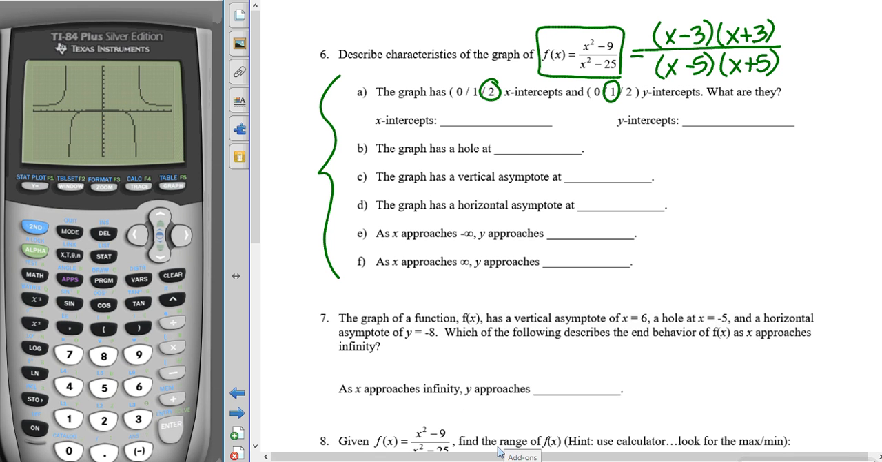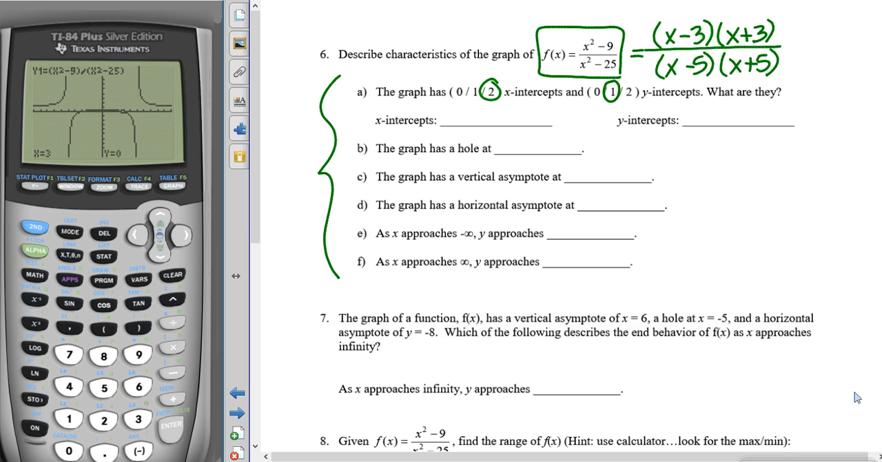Now let's figure out what they are. It looks like in my picture that it's crossing at -3 and 3. The easiest way for me to figure that out would be to go to trace. I can type in -3, and I can see -3, 0 is in fact the point. And then I could type in +3, and I can see +3, 0 is in fact a point.